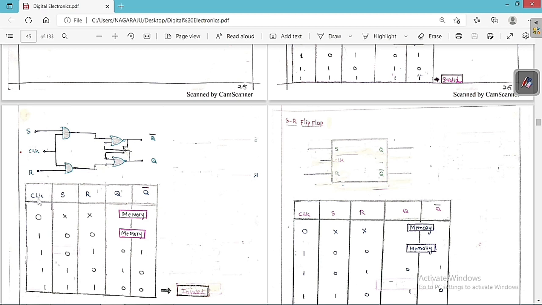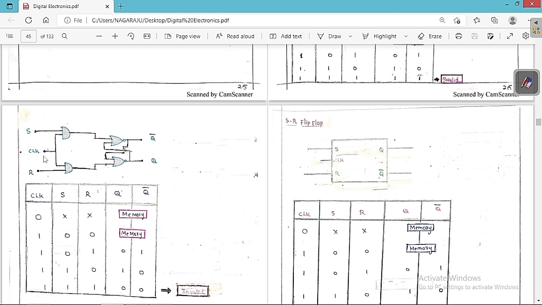Same thing here also: clock, S R, Q bar. So whenever the clock is equal to 0, irrespective of the other inputs, you are always going to get 0 and 0 here. Whenever it is 0 0, I already told you, it is the memory state for the NOR gates. So this is a memory state. Suppose I give clock as 1 and change these inputs, then what is going to happen? For 0 0, again these are 0 0. Again this is the memory state, as we have just seen.